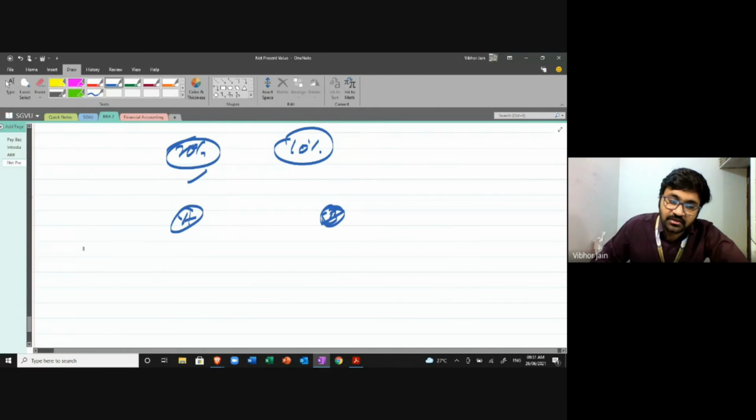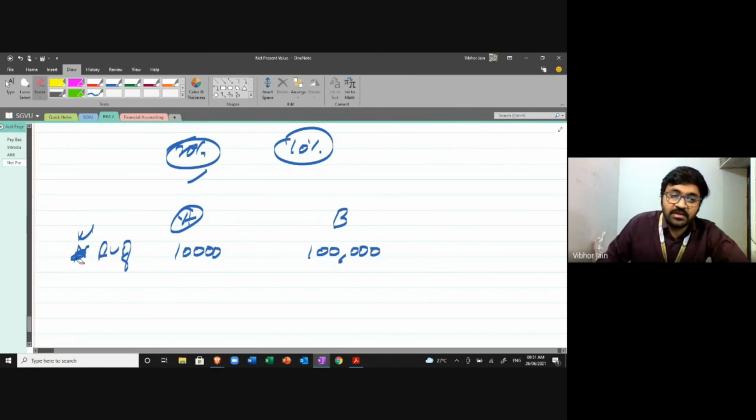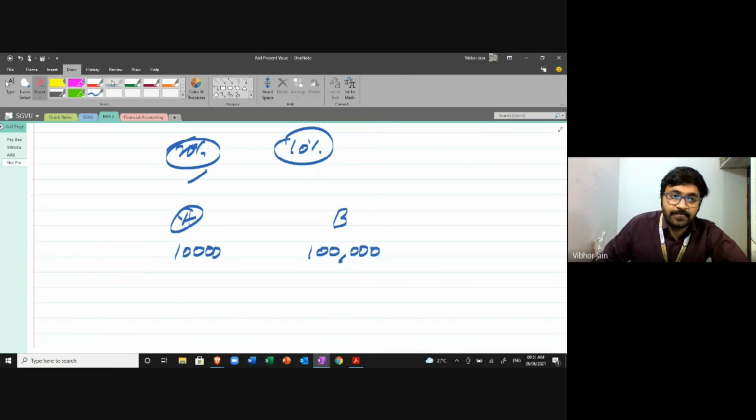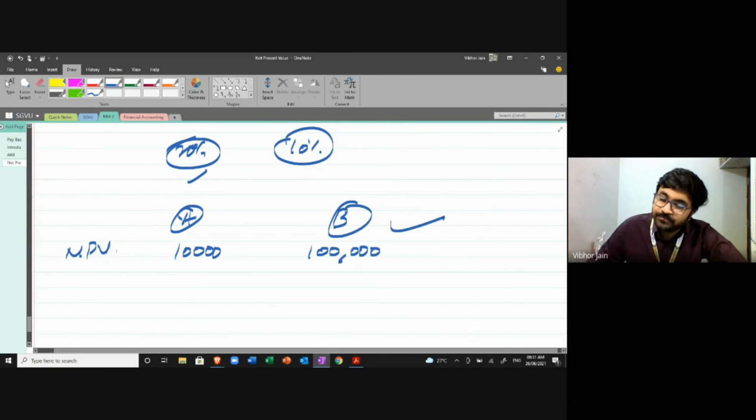if the net present value of project A is 10,000 and for B it is 1 lakh. Net present value, I'm talking about net present value. That means inflow minus outflow. This is net present value. It is 10,000 or 1 lakh. So you are going to choose project B because NPV is higher as compared to project A.